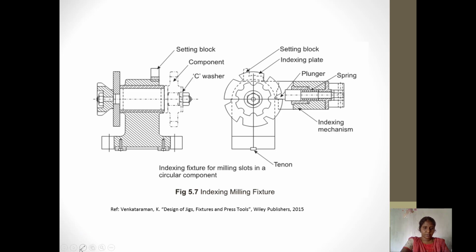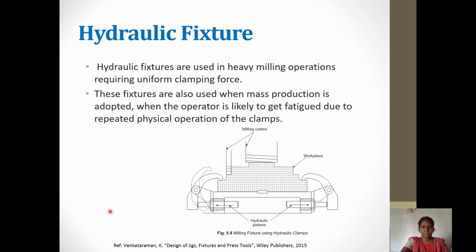Next one is the hydraulic fixture, which is used in heavy milling operations requiring uniform clamping force. These fixtures are also used when mass production is adopted, when the operator is likely to get fatigued due to repeated physical operation of the clamps. So this is mainly for mass production and accurate clamping. Then here we have the pistons. The movement of the piston is the clamping and unclamping.